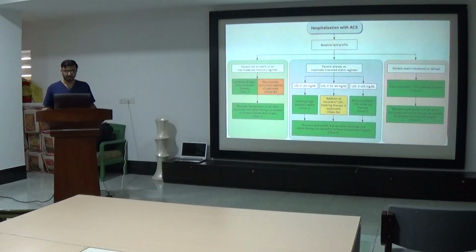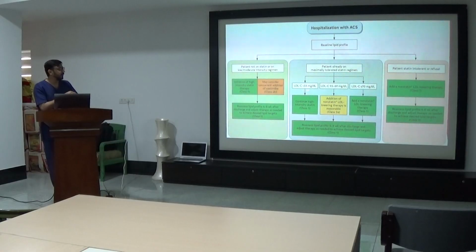These are the slides showing hospitalization with ACS and baseline lipid profile. If the patient is already on a statin, the class 1 recommendation is a high-intensity statin. You can use ezetimibe if LDL is not controlled. Reassess 4 to 8 weeks after discharge, at follow-up.